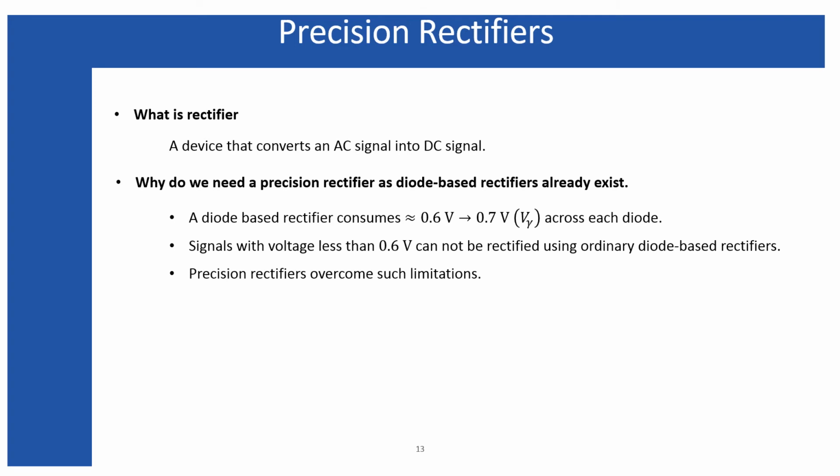So what if we are interested to rectify some signal which has a voltage range less than 0.6 volt or 600 millivolt range? Then a general purpose diode cannot serve our purpose. That is why we need a precision rectifier, where using an operational amplifier we can easily rectify signals with a voltage range falling less than 0.6 volt. Let's see.